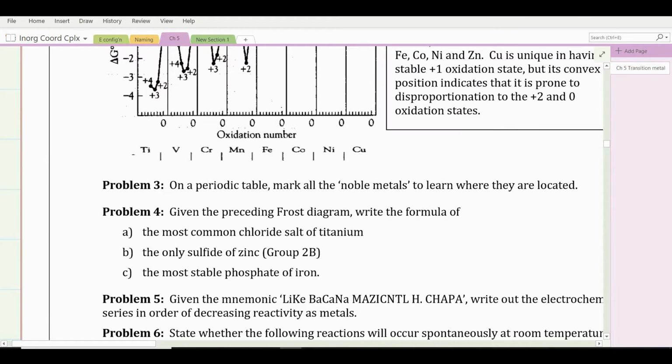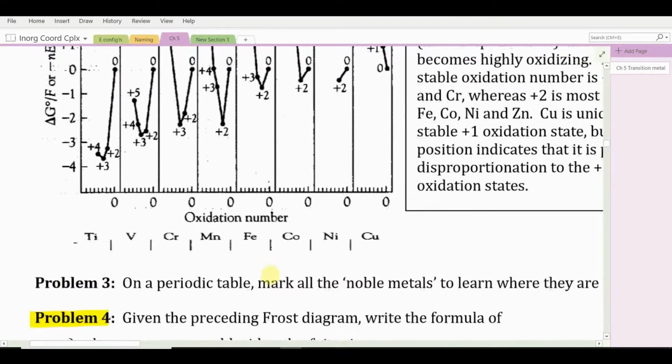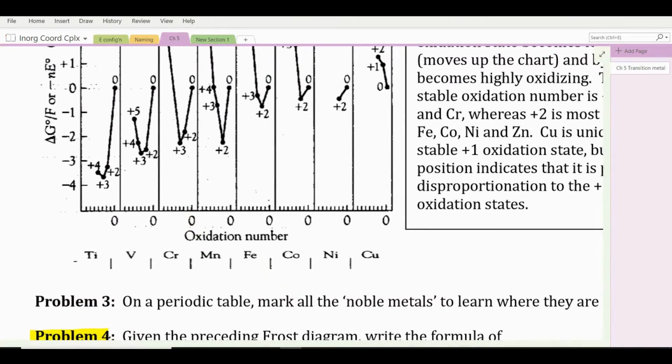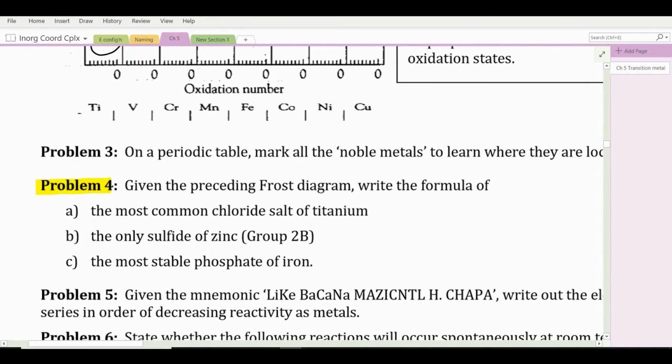Alright, so given that information, let's see if we can answer these problems. Problem number 4 says, given the preceding frost diagram, write the formula of A, the most common chloride salt of titanium. Well, titanium, we can see in this frost diagram, the most stable oxidation state is +3. And so the most common chloride would be titanium 3 chloride.